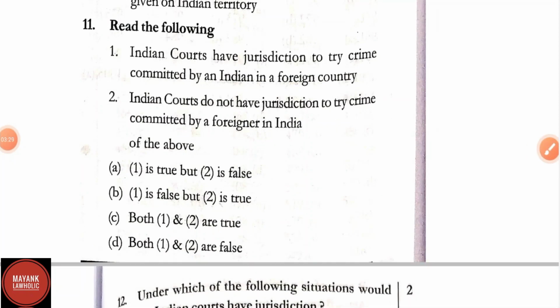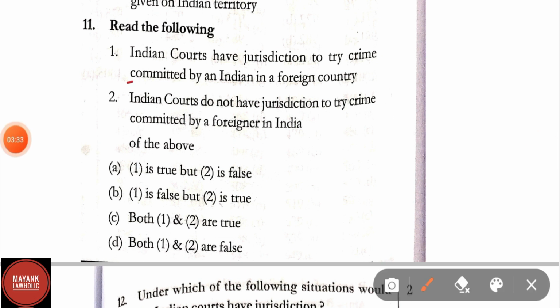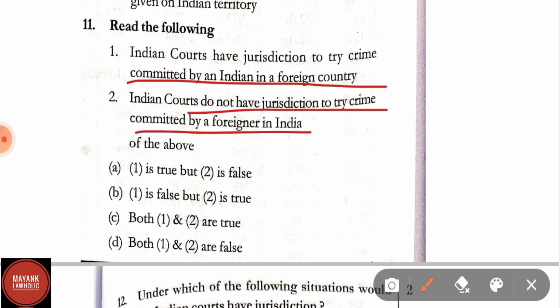Question number 11. Read the following. Statement 1. Indian courts have jurisdiction to try crime committed by an Indian in a foreign country. Statement 2. Indian courts do not have jurisdiction to try crime committed by a foreigner in India. Of the above, options are: first is true and second is false; first is false but second is true; option C, both 1 and 2 are true; and option D, both first and second are false. Here the correct answer is first is true and second is false.